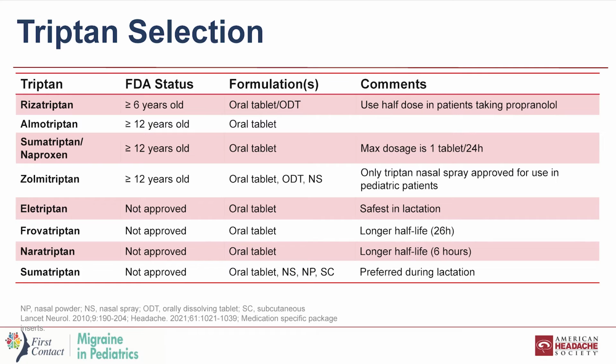So on the chart, you'll see, for example, that rizatriptan dosing has to be adjusted in patients who are taking propranolol. Well, propranolol, as you guys might remember, is a commonly used preventive in the management of migraine. And so it wouldn't be unusual to have patients taking both of those, and then you may either have to adjust dosing or choose a different triptan.